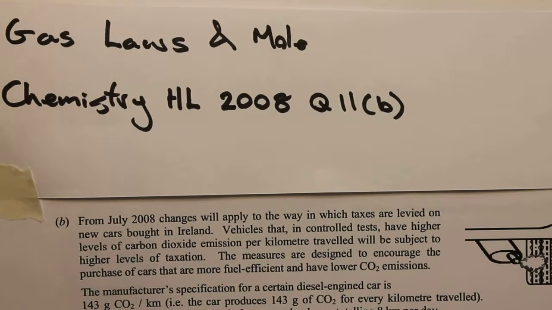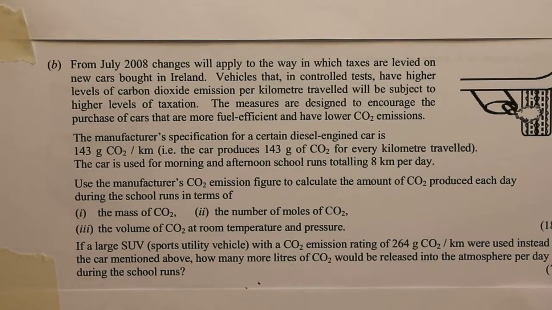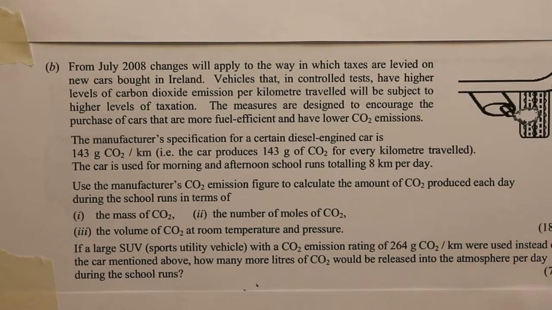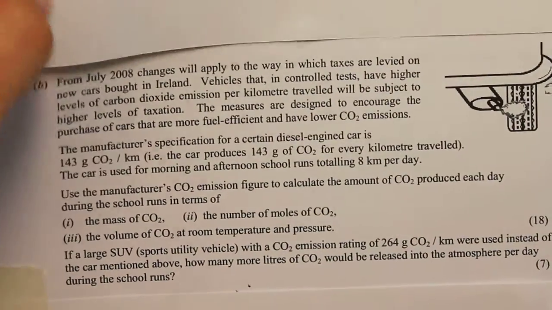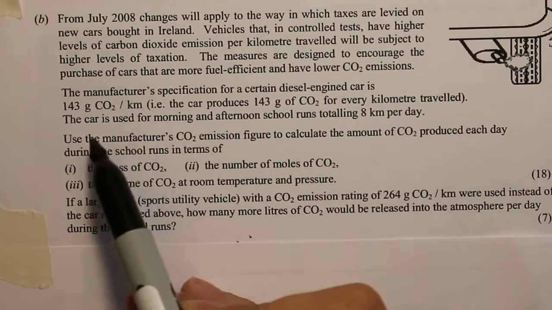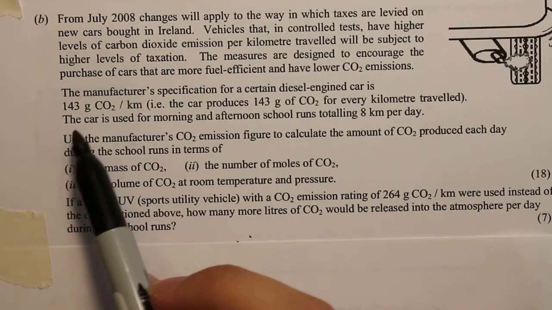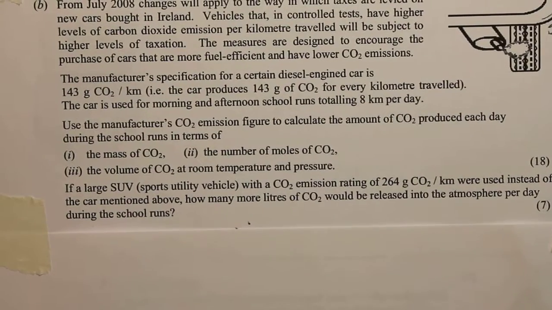Okay, so this is a chemistry Leaving Cert past paper from the higher level paper 2008, question 11b, and it's on gas laws and the mole. In the question we're told a little bit about vehicle taxation and CO2 emissions, and then about the manufacturer's specifications for a certain diesel engine car, which is 143 grams of CO2 per kilometre.